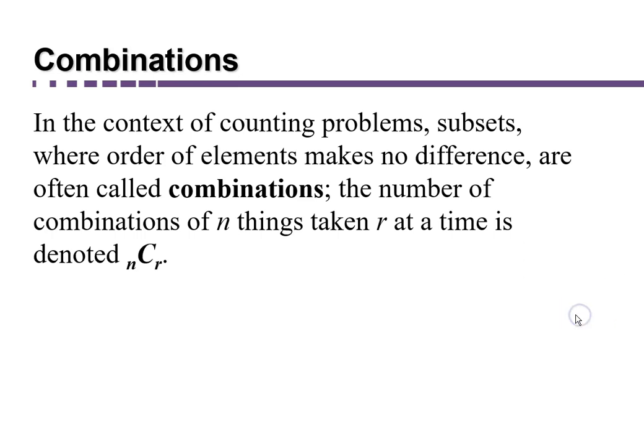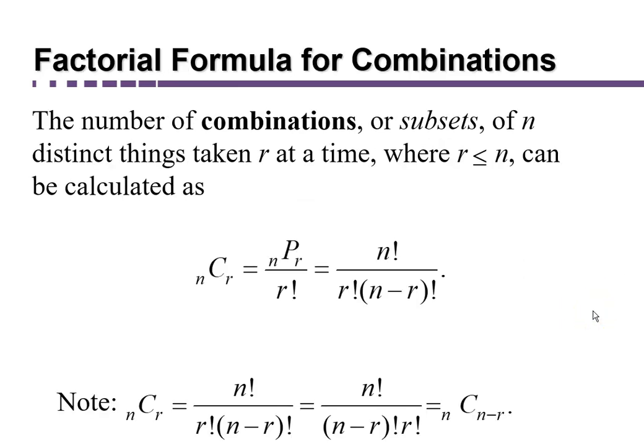Just note this in your notes, that here we are, in a sense, dividing by r factorial, which gives us our permutation divided by r factorial, because those would be things that were repeated. We talked about lookalikes before, so that's brought in.